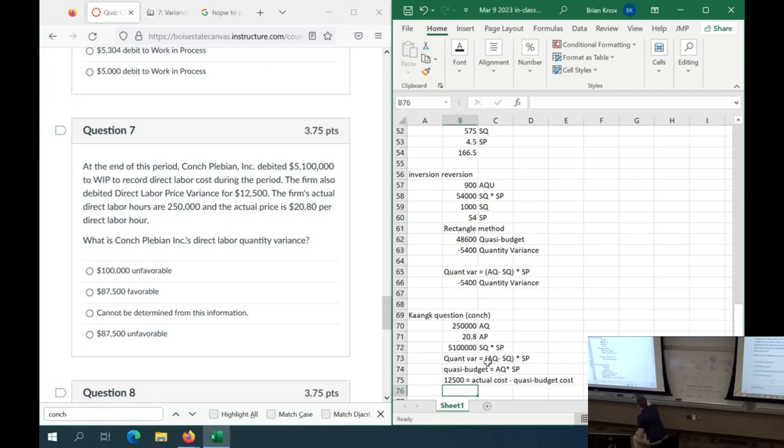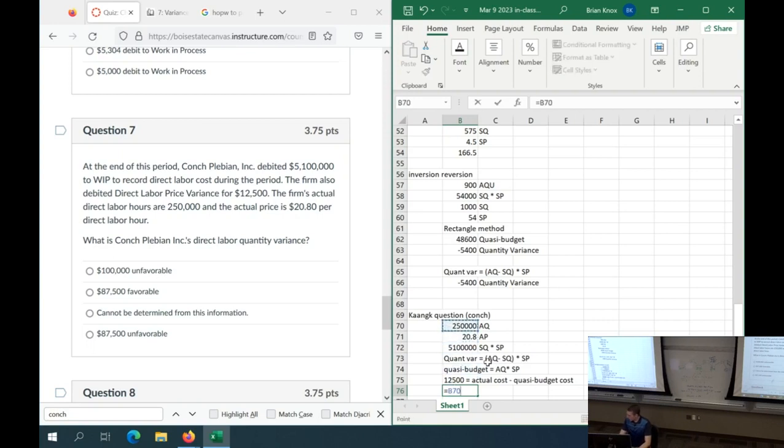If we rearrange this equation algebraically, we can add quasi-budget to both sides and subtract 1250 from both sides. We get actual cost minus 1250 equals the quasi-budget amount. And that'll give us the quasi-budget amount. Then we can take that minus the standard amount to get the quantity variance. So we use the rectangle method, and we can get it just right.